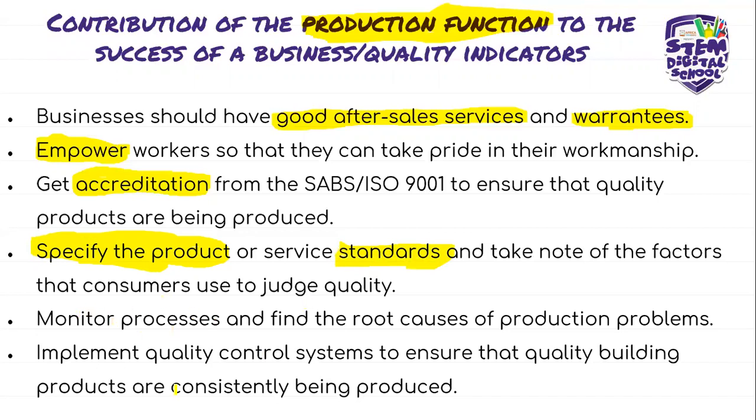Monitor processes and find the root cause of production problems. So you must monitor all the processes from the beginning until the end. You must try by all means to monitor that this process started from there to there and this is what happened, so that you can find the root causes of the production problems. You must also implement quality control systems to ensure that quality products are consistently produced, right? So please don't forget to implement your quality control.